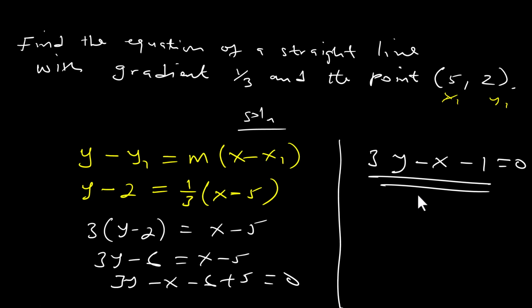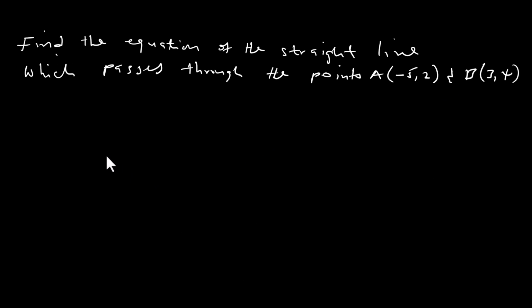The first two examples that we have solved are in line with the first condition. So let's look at the second condition. When given two points without any gradient, that is where you will find your gradient first. So let's look at that example. Find the equation of the straight line which passes through the points A and B.